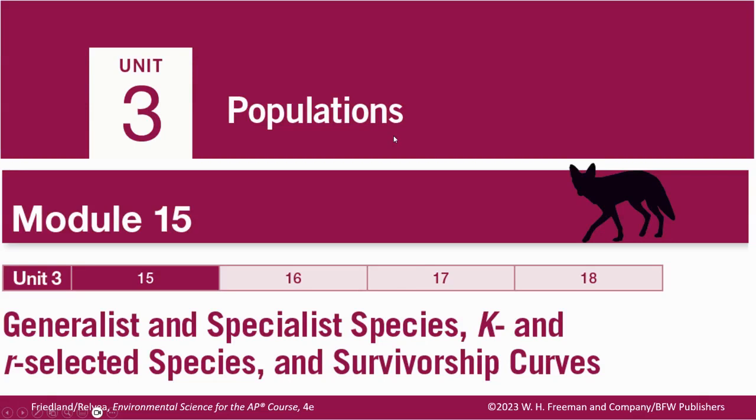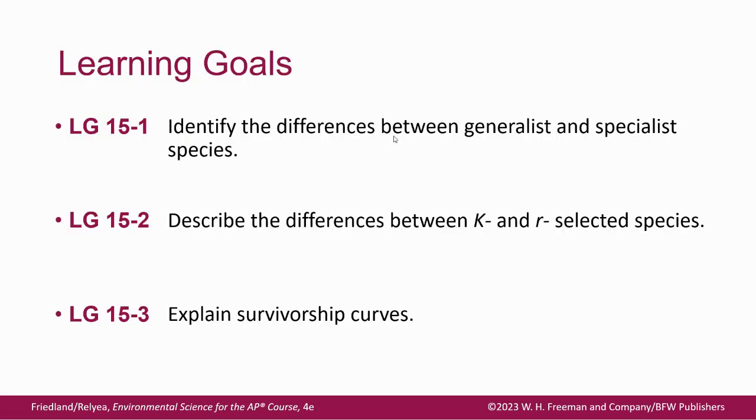Okay, this is Module 15 of Unit 3: Populations, Generalist and Specialist Species, K and R selected species, and survivorship curves. Today, our learning goals are to identify the differences between generalist and specialist, describe the differences between K and R selected species, and explain survivorship curves.